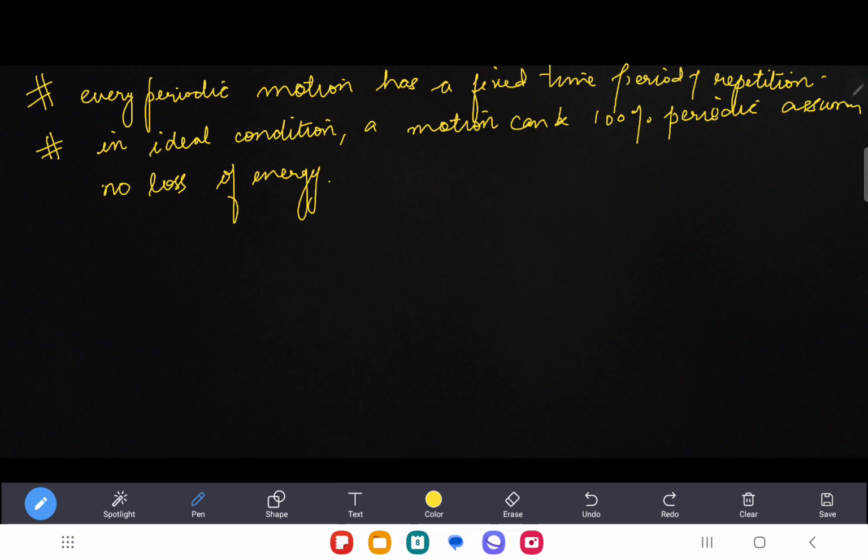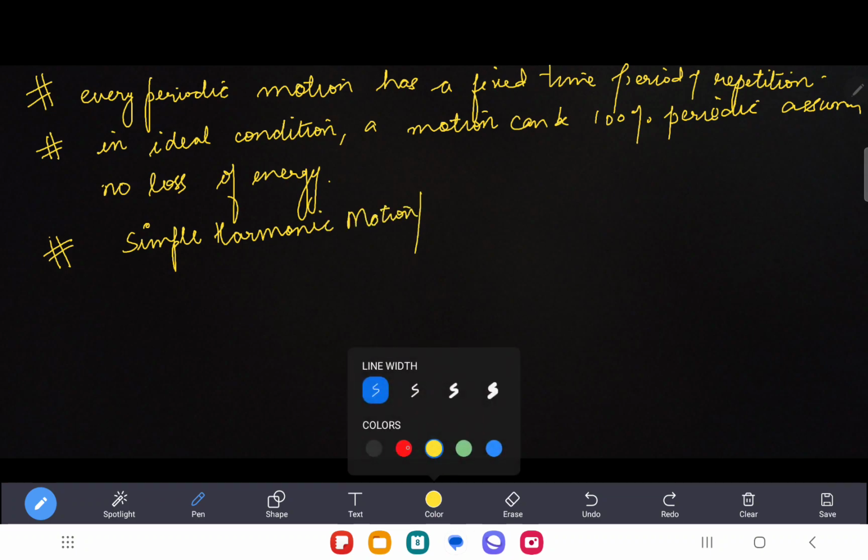Right. Now let's discuss simple harmonic motion. So what is simple harmonic motion? Simple harmonic motion is also called oscillatory motion.